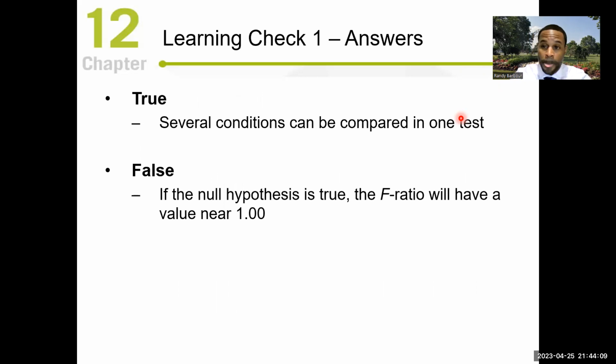But for those answers, the first one is true. The analysis of variance allows you to compare several conditions at one time. So you're only using one hypothesis test, and you're comparing several conditions simultaneously, okay? The second one is false, however. So when the null hypothesis is true, just like we learned a couple slides ago, the F ratio will have a value near 1. Meaning that the systematic treatment effect is a value of 0, but the unsystematic and random error in the denominator and the numerator is about the same. So you should get something really close or near 1.